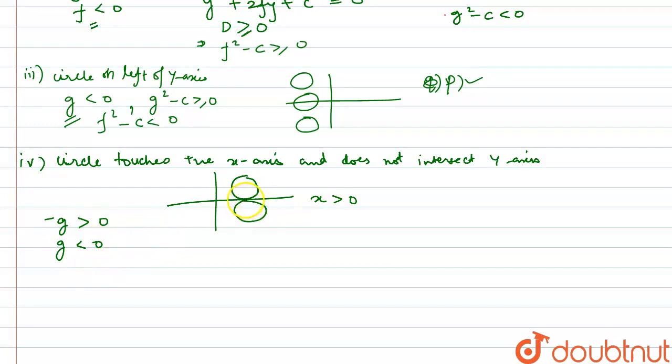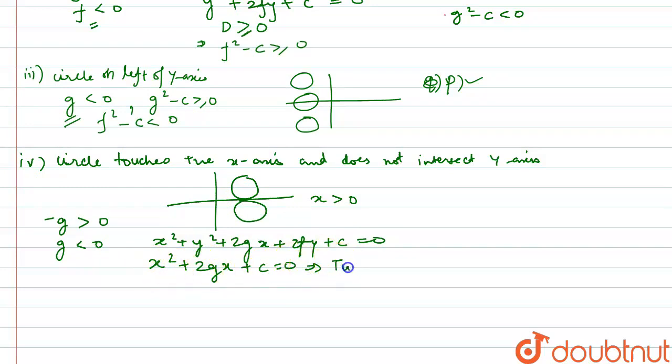Next, we can see that it is touching the x-axis, so the equation of the circle is x square plus y square plus 2gx plus 2fy plus c equal to 0. In this, it will touch the x-axis, so y will be equal to 0. Putting y equal to 0, we will get x square plus 2gx plus c equal to 0. And this equation will have two real equal roots because it is just touching the x-axis. So both the roots will be the same. Therefore, for this condition, D should be equal to 0, and we can say that g square minus c should be equal to 0, or g square equal to c.